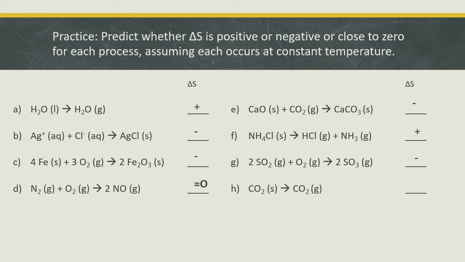And our last one, we're going from solid carbon dioxide to gaseous carbon dioxide. That's that sublimation that we talked about earlier, where dry ice goes from the solid to the gas, so that's positive. So we can see how some of the state of matter changes can be written as a reaction in A and H, and then how we can predict this for some reactions.